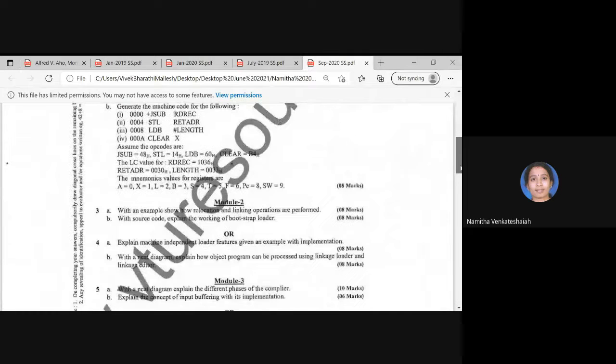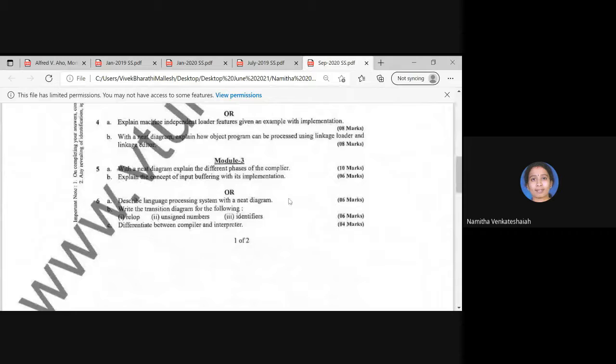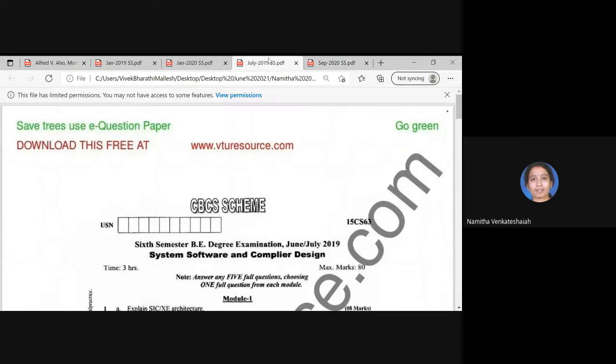2020 September, third module. Different phases of compiler has been asked. Very easy. There is a flow chart; you have to draw it and explain. Concepts of input buffering and implementation are in the next chapter, the third chapter. Describe language processing system with a neat diagram. Write the transition diagram for the following. These are in the next chapter. Difference between compiler and interpreter we already covered. So from the first chapter you have got two questions: different phases of compiler and difference between compiler and interpreter. It has come for 14 marks. Easy question.